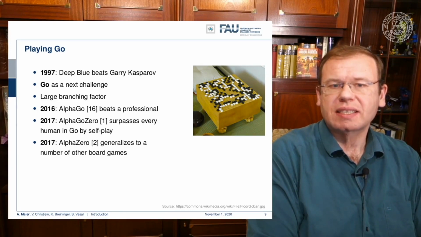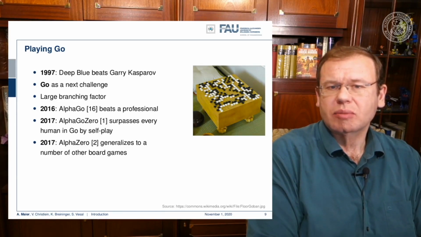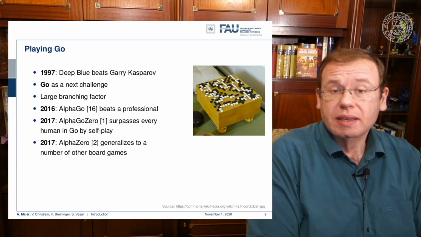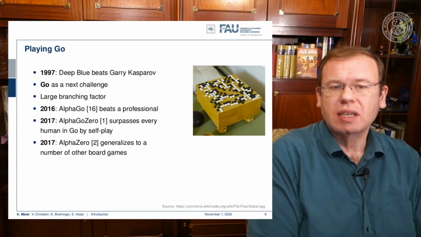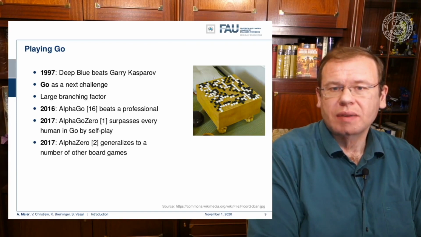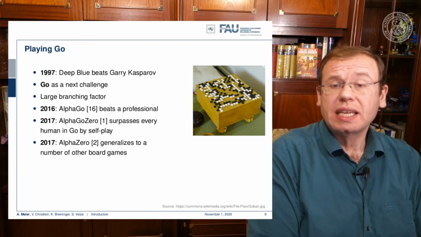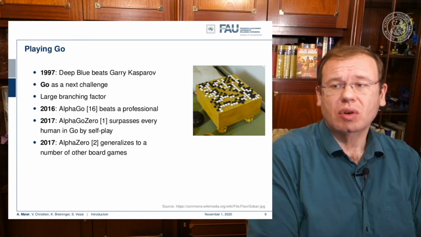However, in 2016, AlphaGo, a system created by DeepMind, really beat a professional Go player. In 2017, AlphaGo even surpassed every human by only playing against itself. Then shortly later, AlphaGo Zero generalizes to a number of other board games. They even manage to go towards other games that are not like the typical board games. In AlphaStar, they beat professional StarCraft players. So it's really a very interesting technology to look at.